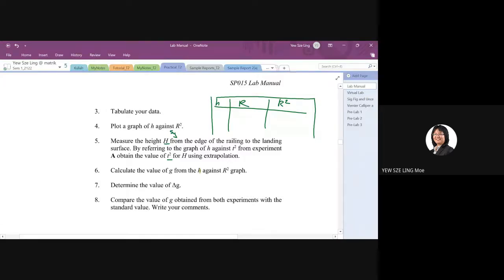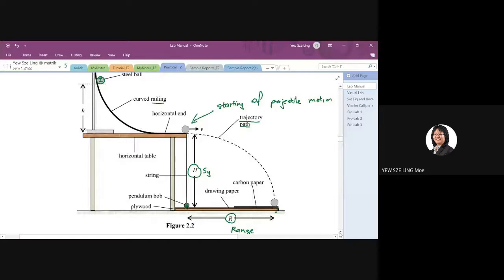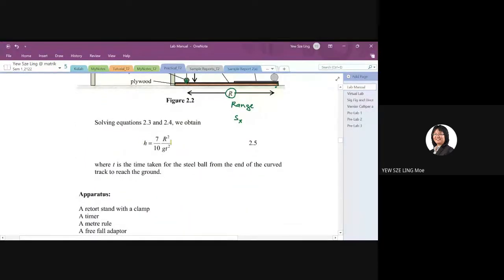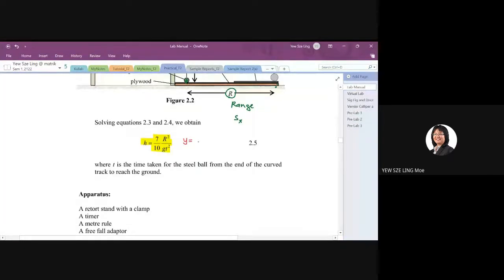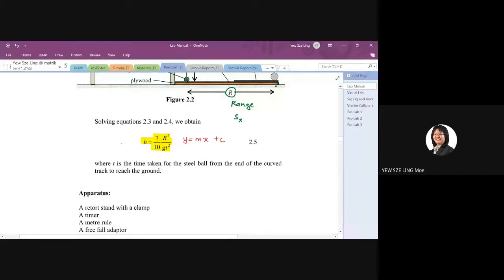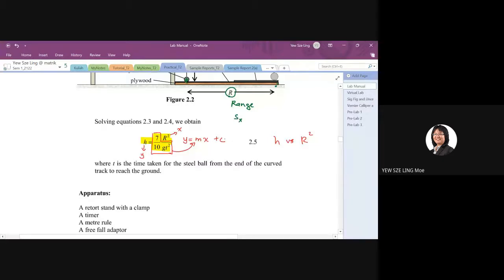Now, the question asks you to sketch a graph of H against R squared. So what are you going to do? You go back to the theory, you try to identify which equations come with H and R squared. So obviously it's equation 2.5. So what are you going to do in your calculations? Again, compare it with y equals mx plus c. Because you are doing an H versus R squared graph, H is your y, and R squared is your x. So the remaining term is your m. You don't have c again. By comparison, no c. So this gradient m equals 7 over 10 g t squared.